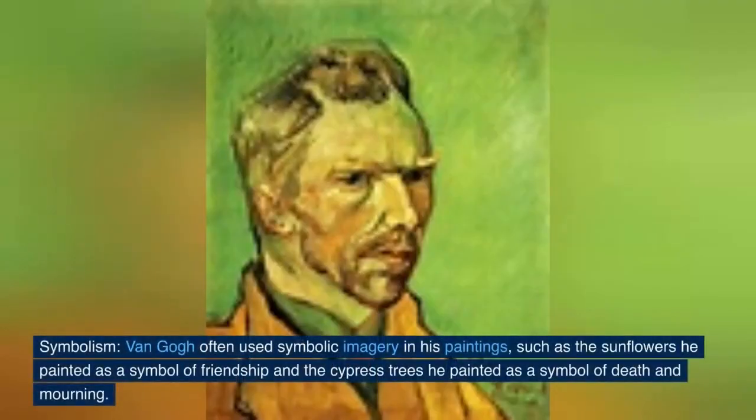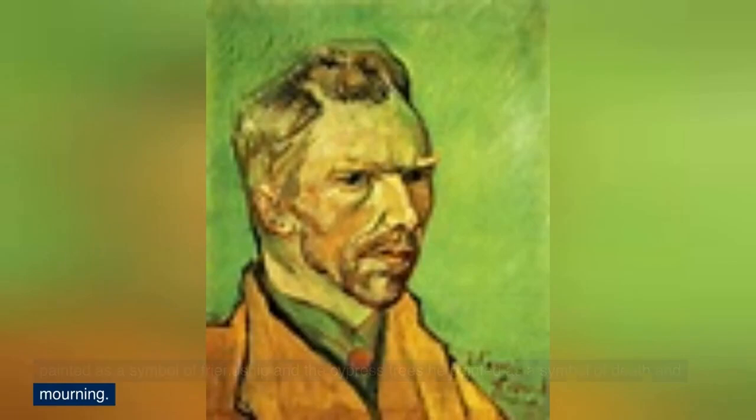Van Gogh often used symbolic images in his paintings, such as the sunflowers he painted as a symbol of friendship and the cypress trees as a symbol of death and mourning.